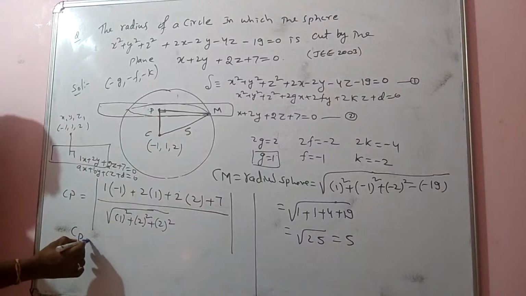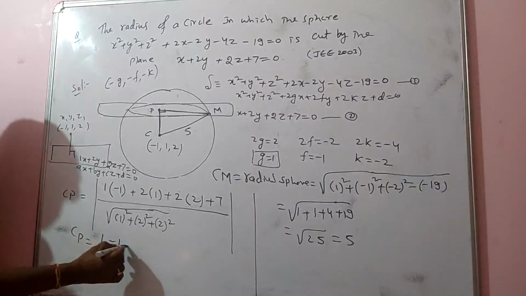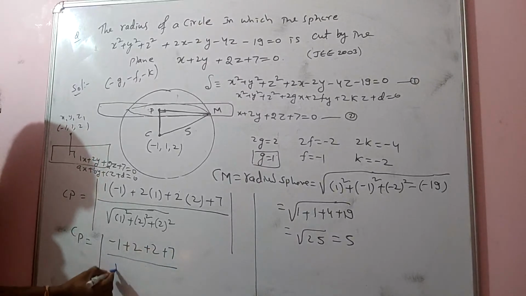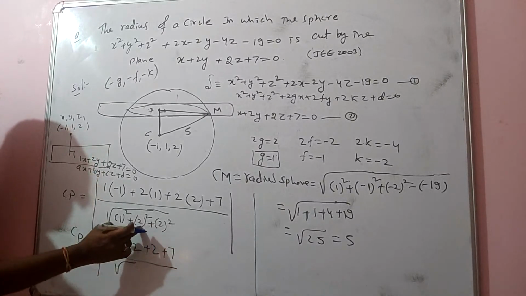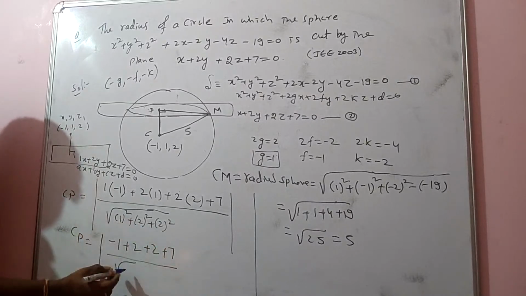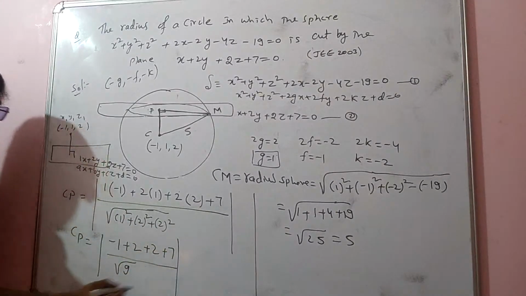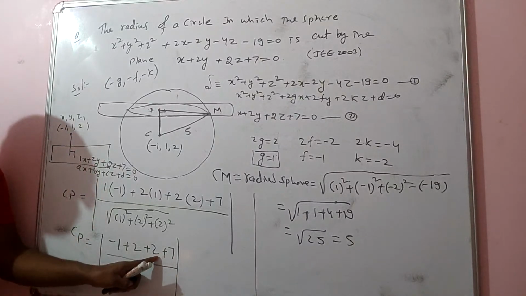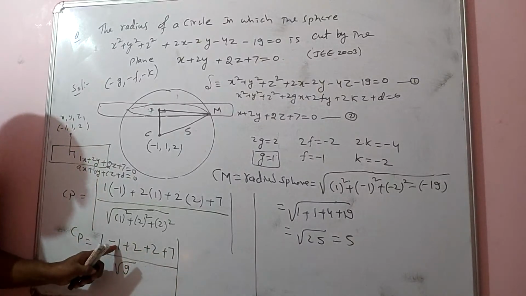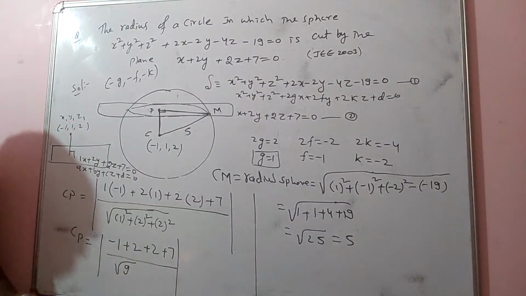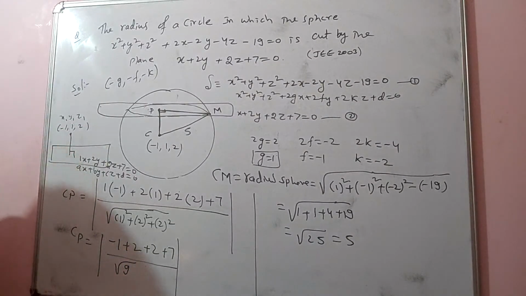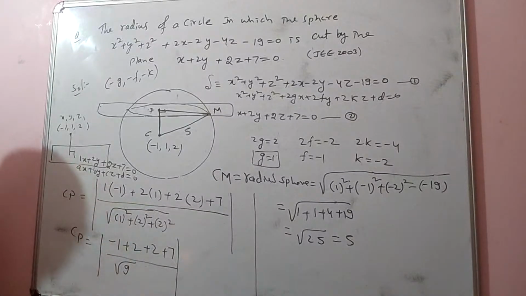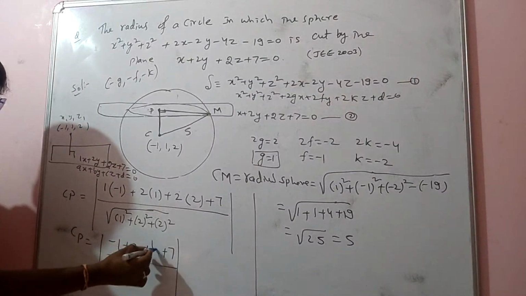So how much is the CP length I am getting here? Minus 1 plus 2 plus 2 plus 7, divided by the square root of 2 square is 4, 2 square is 4, 4 plus 4, 9, square root of 9 is 3. And then this value is how much? 7 plus 2, 9, 9 plus 2, 11, 11 minus 1, that is 10, 10 upon 3. That is 1 plus 2 plus, 2 twos are 4. I am going to get 4 here.